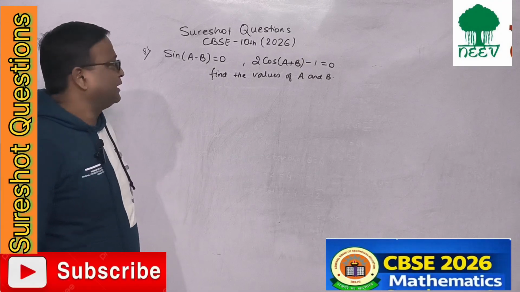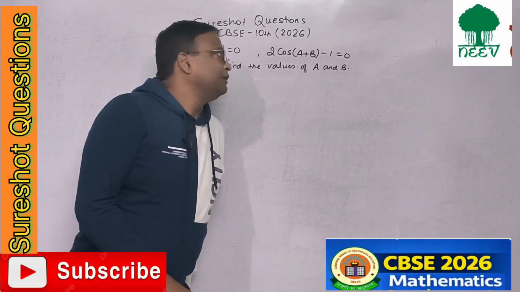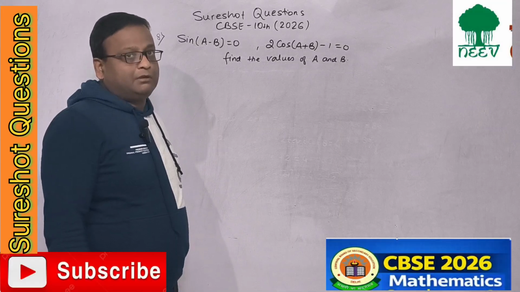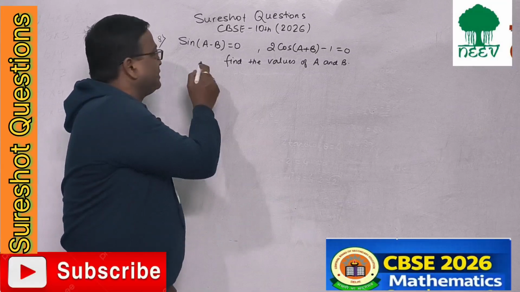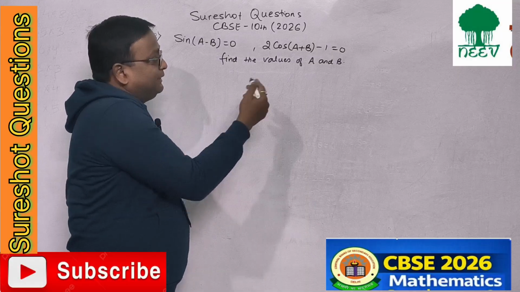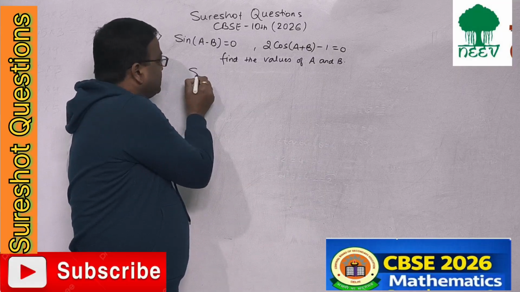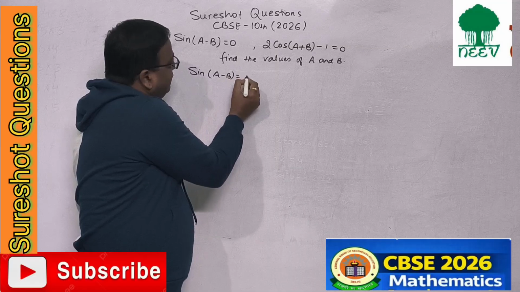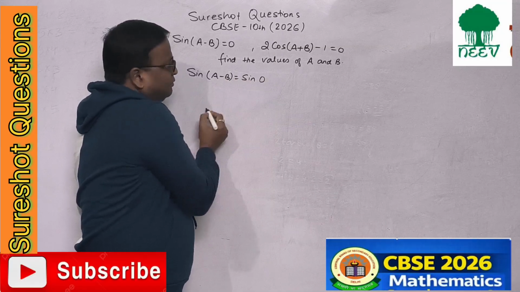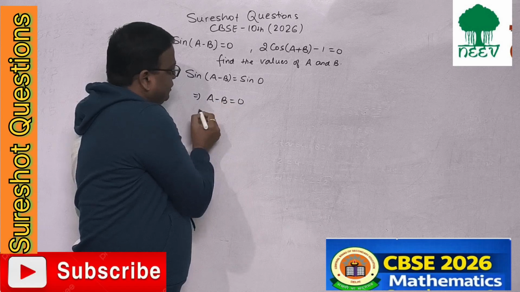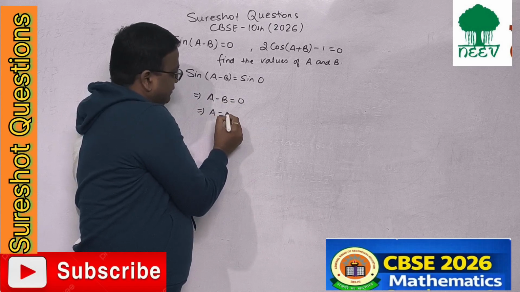Next question is again from trigonometry. These all questions are competency based questions. So you need to practice more and more. Sin (A minus B) is 0. 2 cos (A plus B) minus 1 is 0. So what we will do is sin (A minus B) equal to sin 0. This implies A minus B becomes 0. So we get A is equal to B.